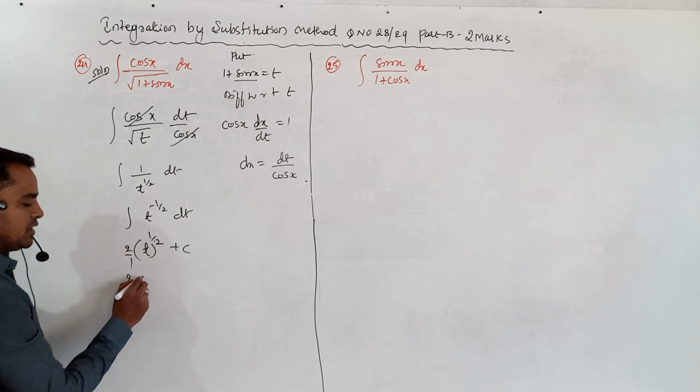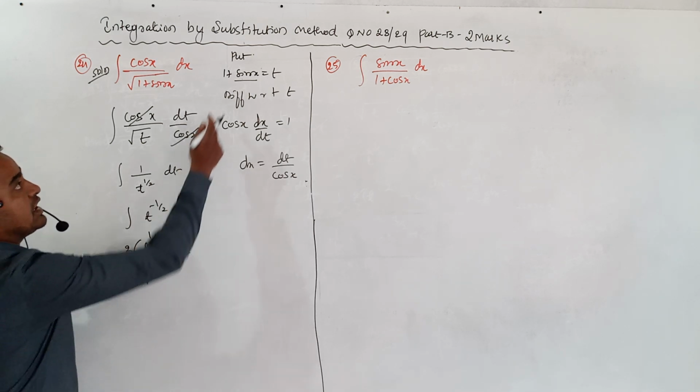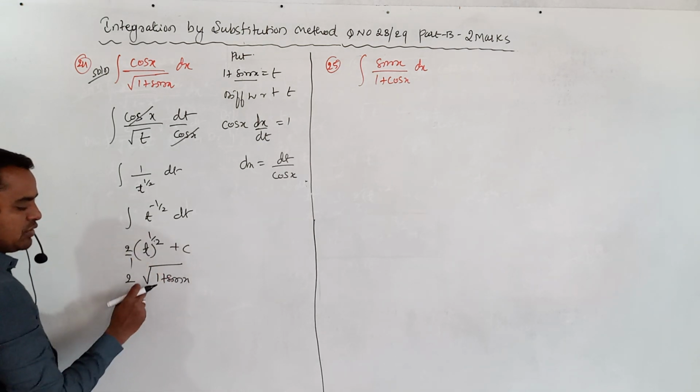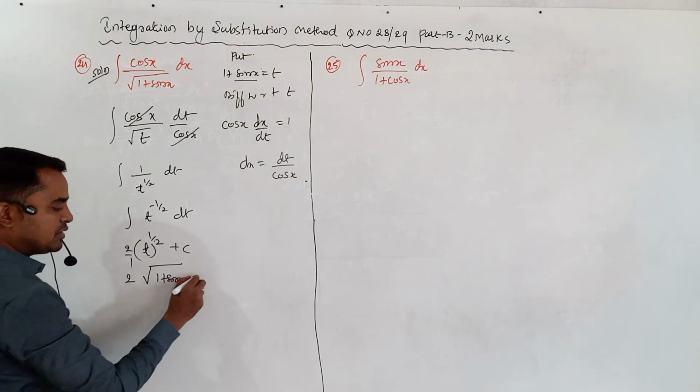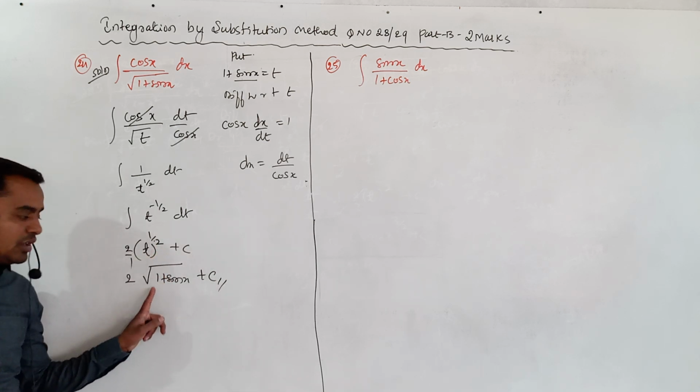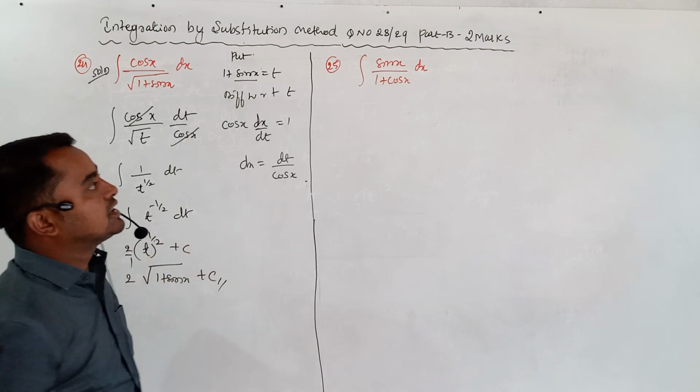Root 1 by 2 means what? Root. What is the value of t? 1 plus sin x. This 1 by 2 I am writing in terms of what? Root, plus c. 1 by 2 is nothing but root. t means what? 1 plus sin x. Now this one solution.